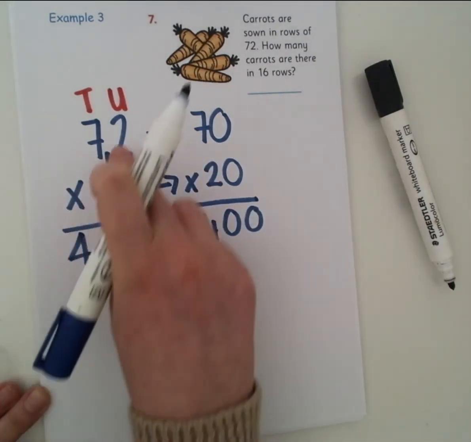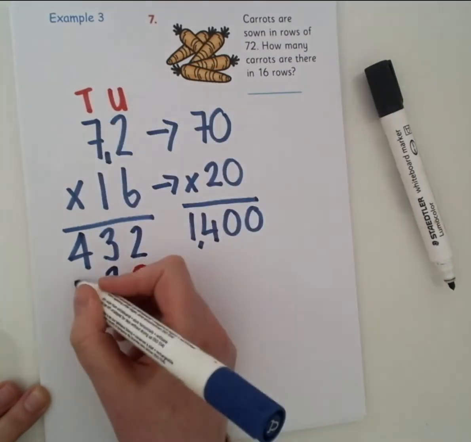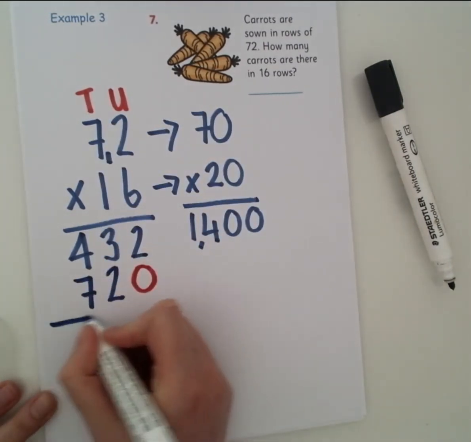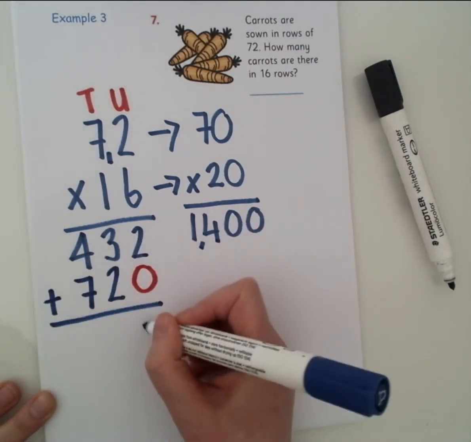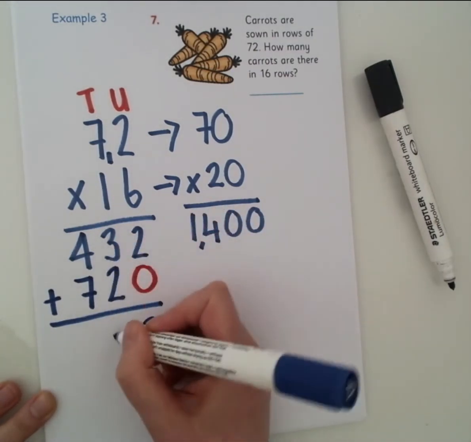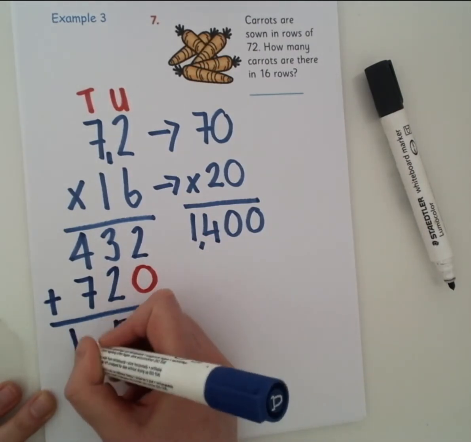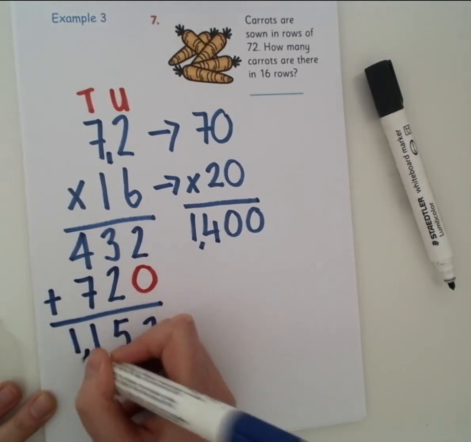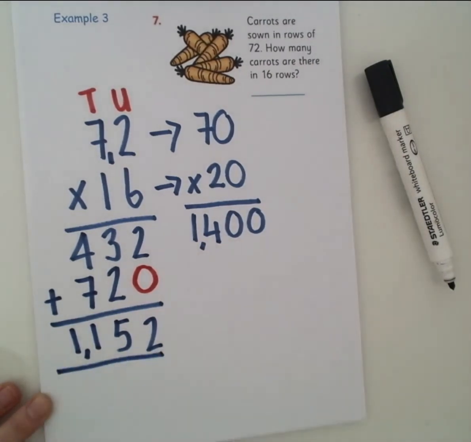So 1 multiplied by 2 is 2. 1 multiplied by 7 is 7. And then lastly, I add these two answers together. 2 plus 0 is 2. 3 plus 2 is 5. 4 plus 7 is 11. So my answer altogether is 1,152, which is quite close to my estimate here.